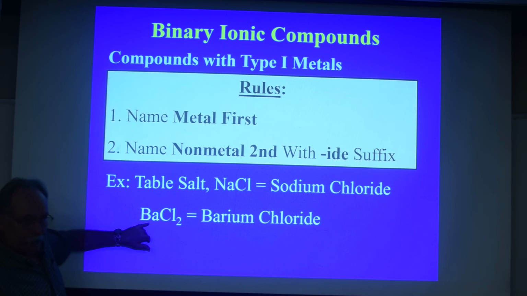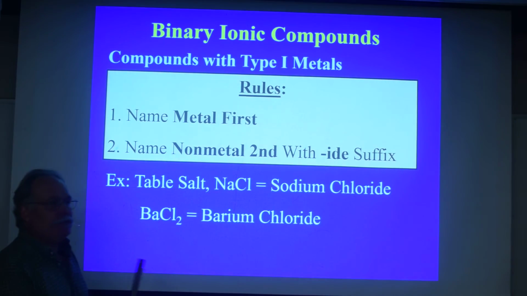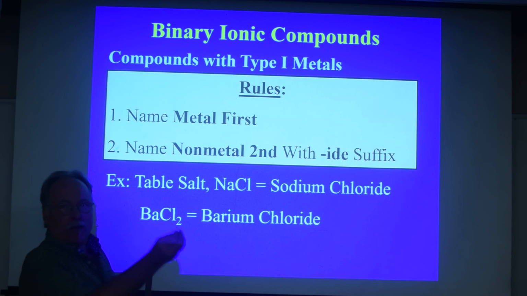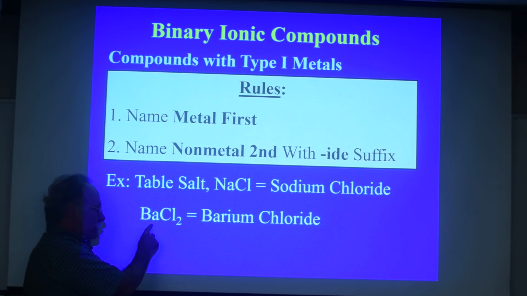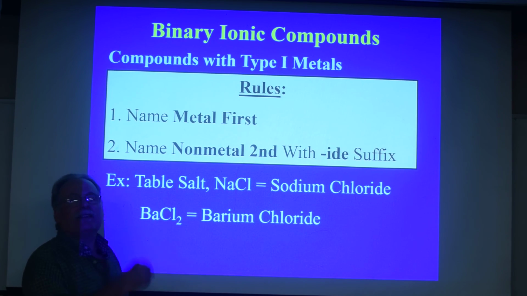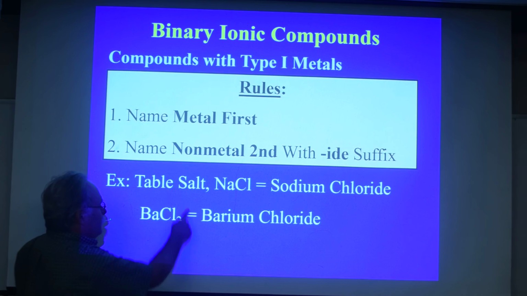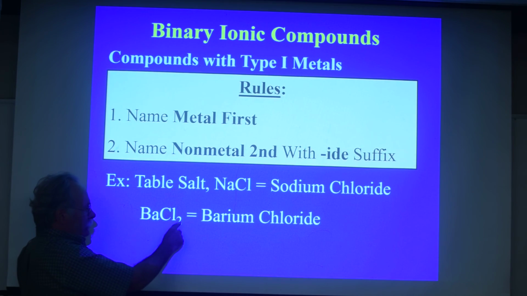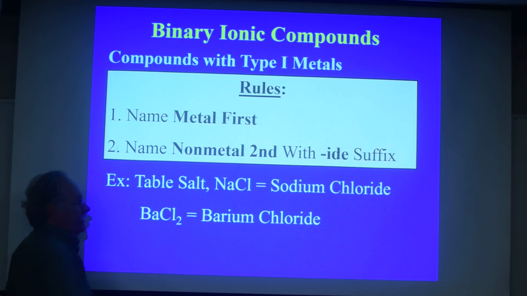This is a binary compound. Binary does not mean you have 2 atoms. It means you have 2 types of monatomic ions. So barium is an alkaline earth. It's always +2. Chlorine is a halogen. It's always -1. So to be neutral, you must have 2 -1s for every 1 +2. And we'll go over that in another slideshow.